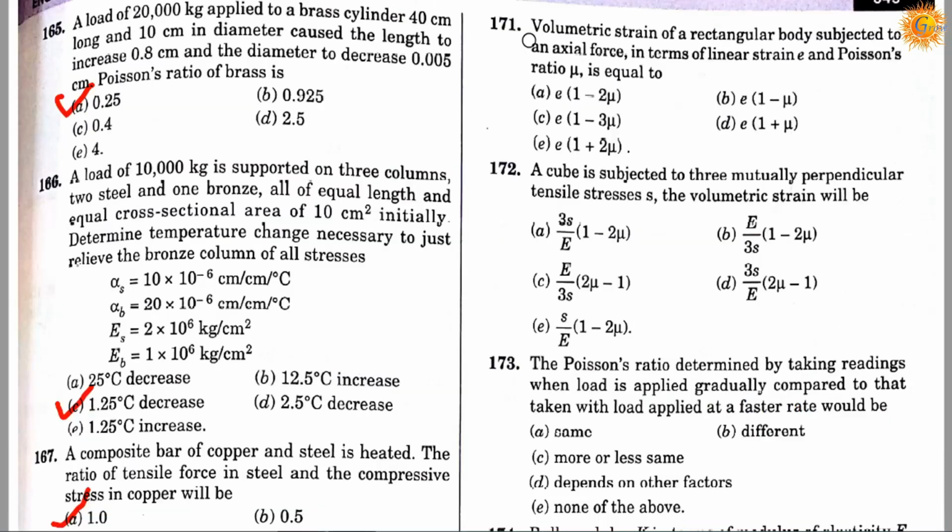Question number 171. Volumetric strain of a rectangular body subjected to an axial force, in terms of linear strain small e and Poisson's ratio mu is equal to option A, e into 1 minus 2 mu, option B, e into 1 minus mu, option C, e into 1 minus 3 mu, option D, e into 1 plus mu, option E, e into 1 plus 2 mu. So correct answer is E, it will be e into 1 plus 2 mu.